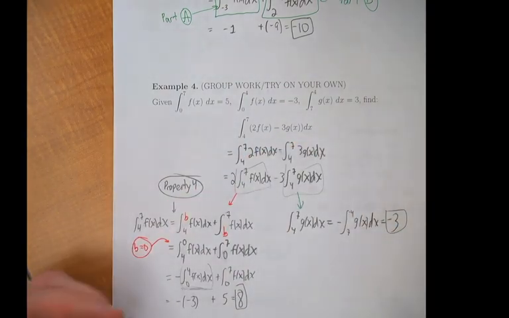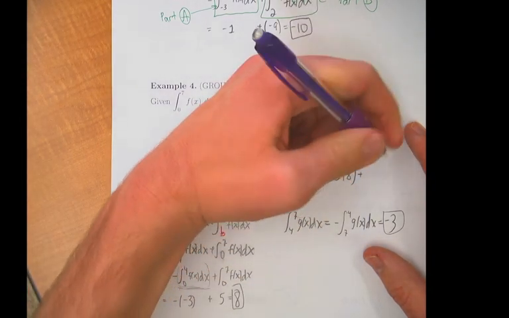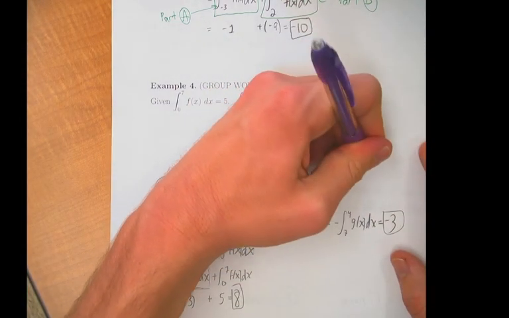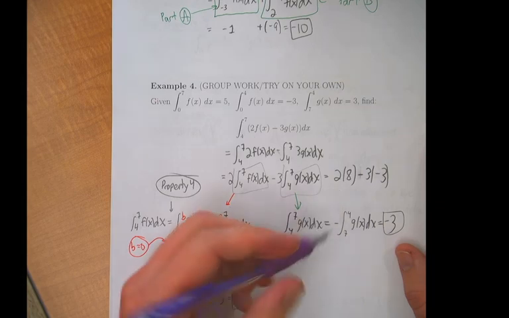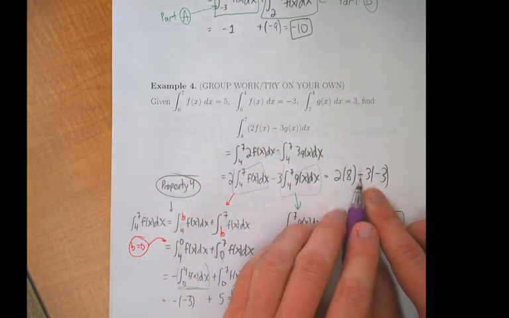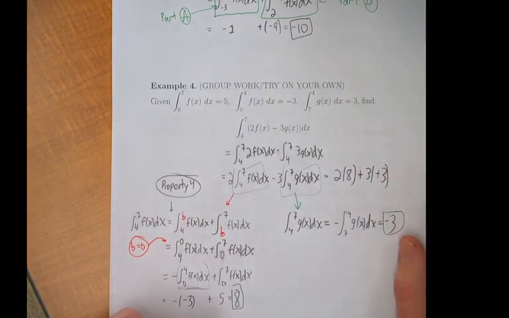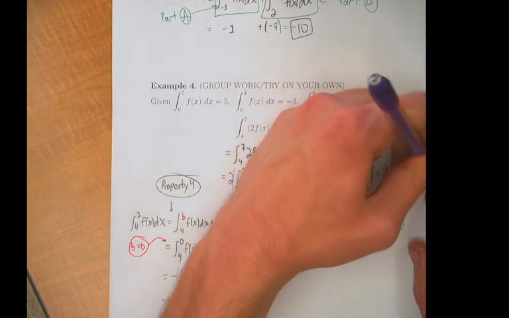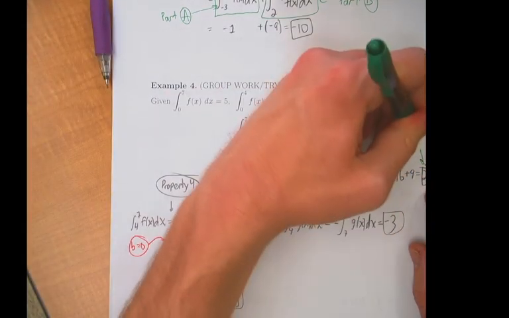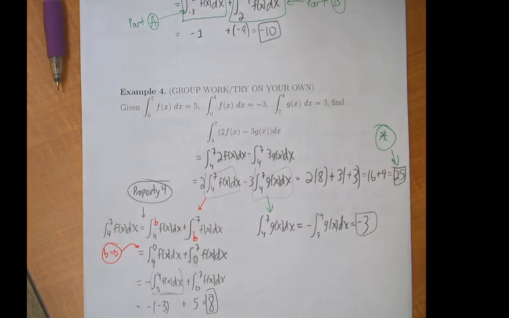What that tells us is that we have 2 times 8 minus 3 times negative 3. Noting that we have 2 negatives on the second term, we can cancel those out. So we end up with 16 plus 9, which is just 25. This is the final answer you want here. That's how we get 25 out of this. Any questions on that part?